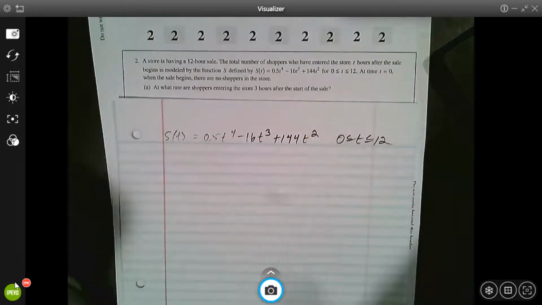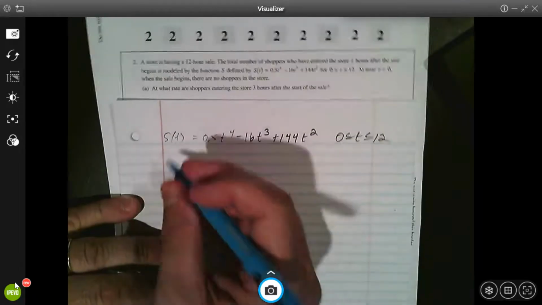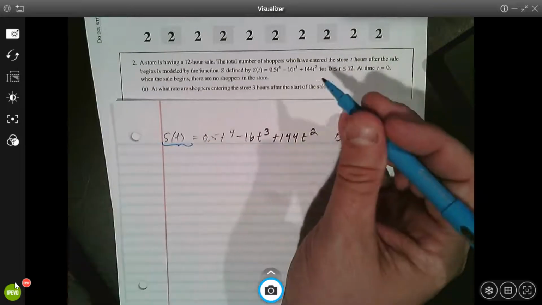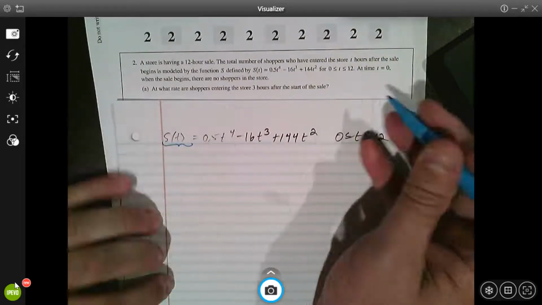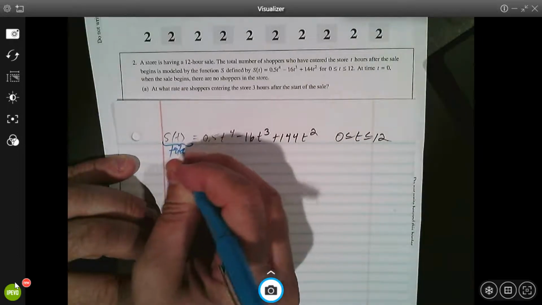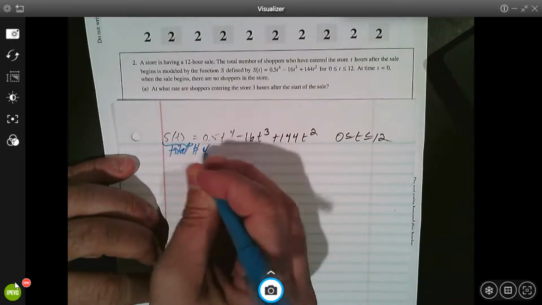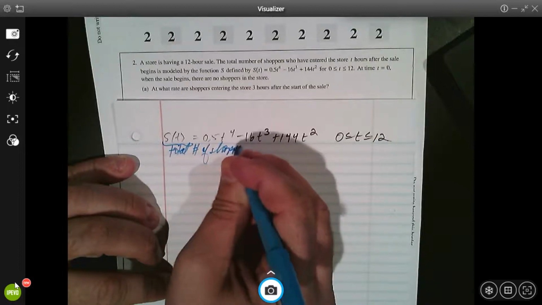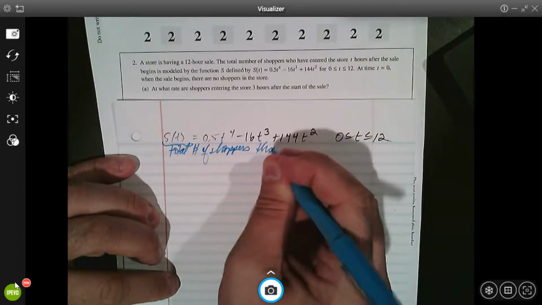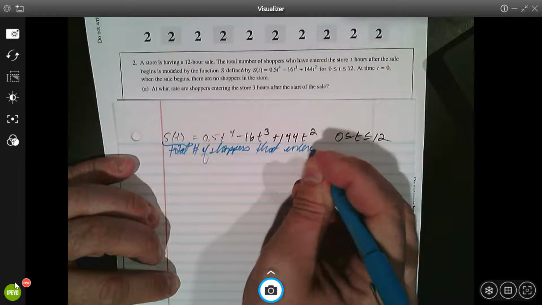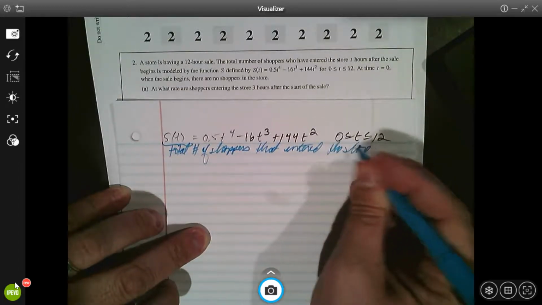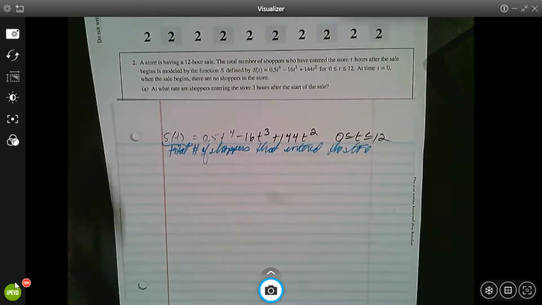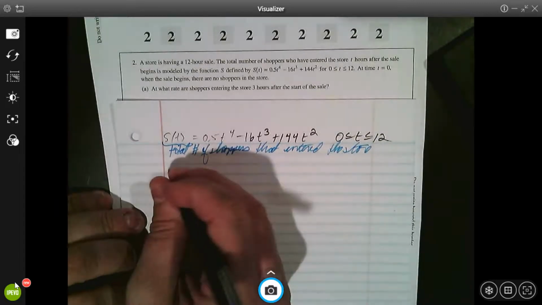Now, before we go any further with this problem, I want to make it really clear that S of t, let's go back and read this one more time, it's the total number of shoppers that have entered the store. It's not a rate, it's the total. And I want to be really, really careful about that, and you'll see why in just a bit.